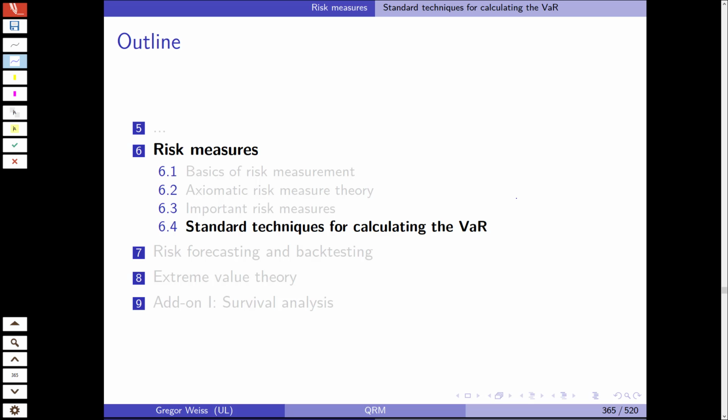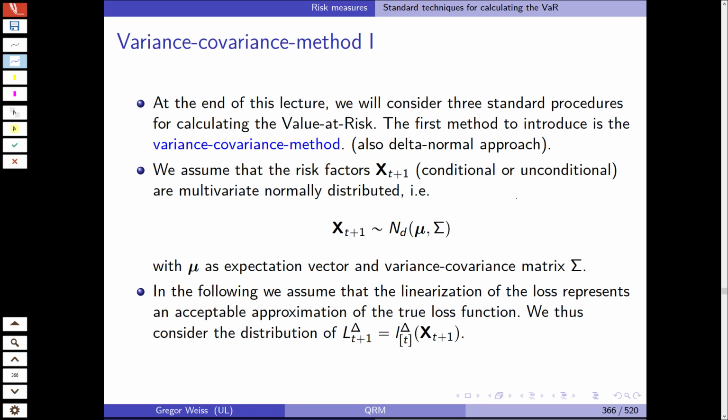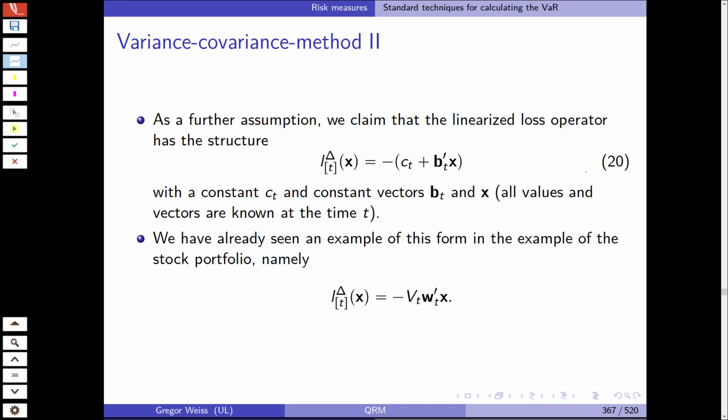Okay, so let's quickly look at some standard techniques for calculating VAR. The standard technique, first of all, is the variance-covariance method, also called the delta normal approach. We assume that the risk factors, conditional or unconditional, are multivariate normally distributed. So the risk factors are normally distributed. We've already seen what happens. Then the portfolio also follows a normal distribution. And then under the assumption of a linearized loss operator, we have this particular structure based on the normally distributed risk factors. We've already seen this in the form of the example of the stock portfolio.